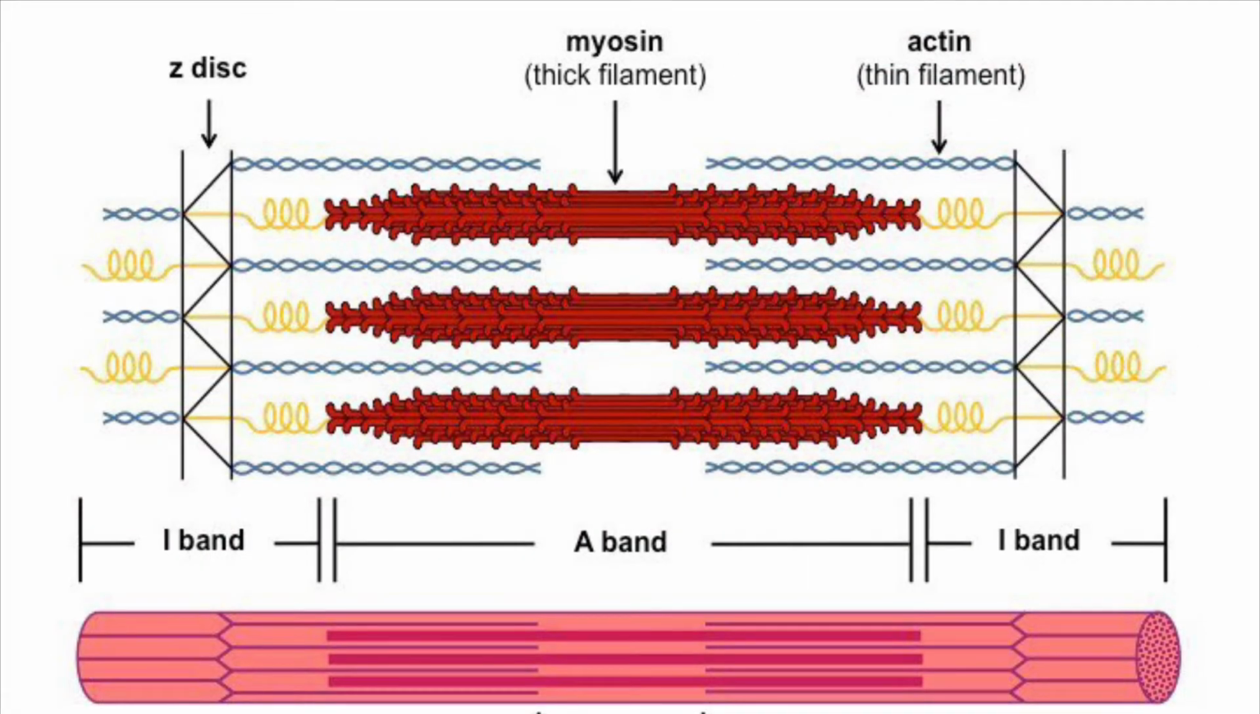As I mentioned earlier, the thick and thin myofilaments are arranged in such a way that makes our skeletal muscle appear striated. This is because they are joined together at a site called the Z-disc, and each section in between the Z-discs is referred to as a sarcomere, the smallest functional unit of the muscle cell.